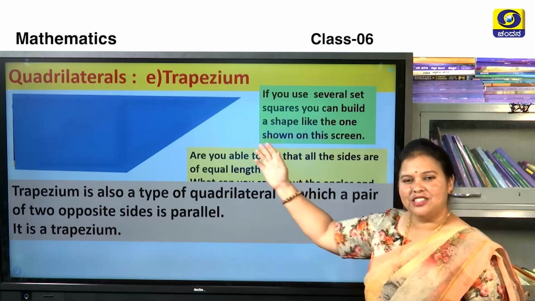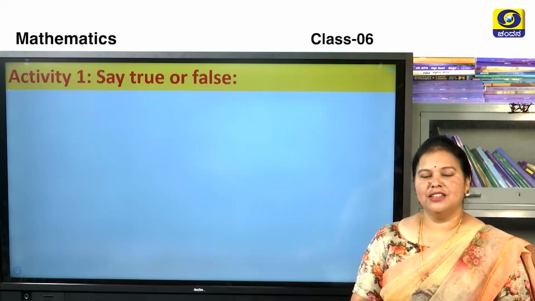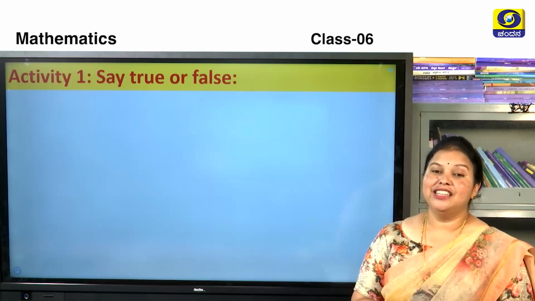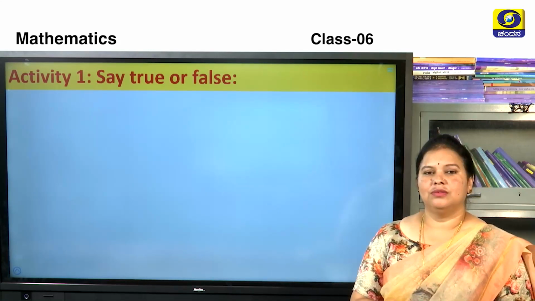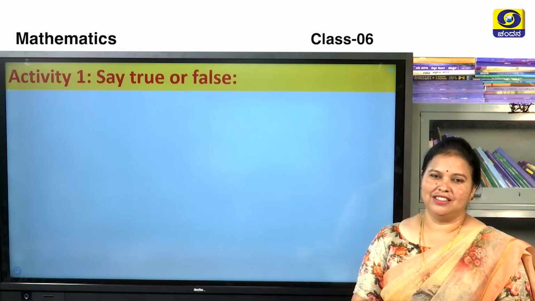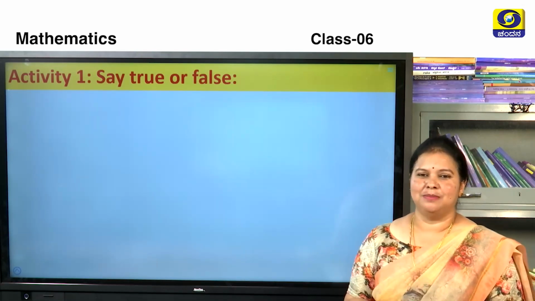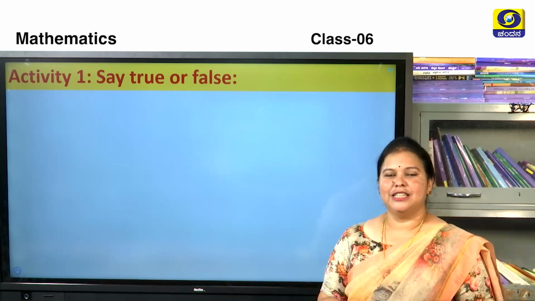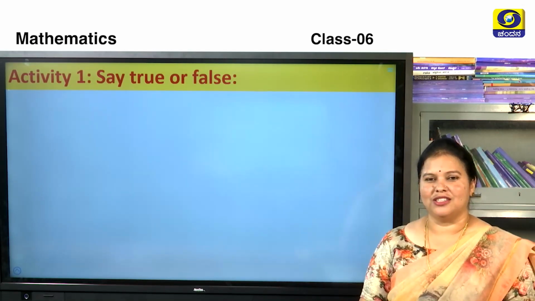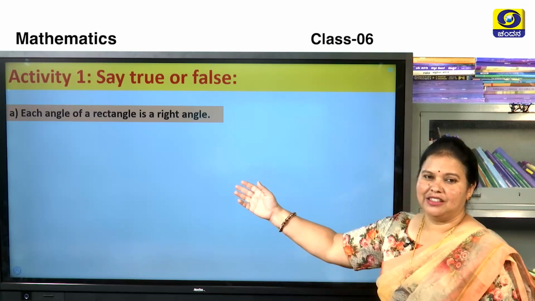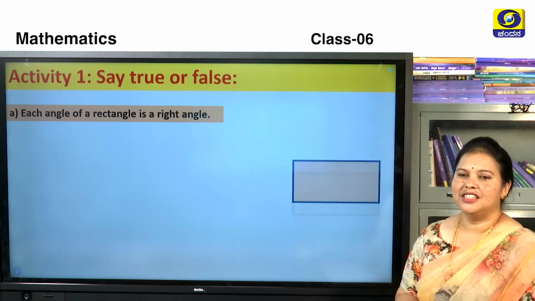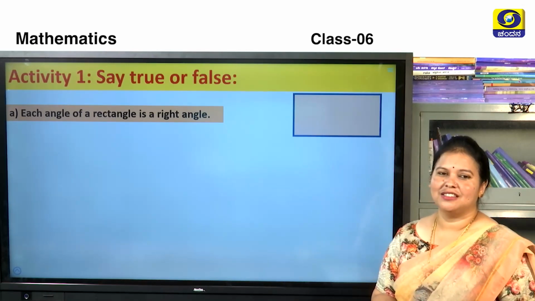It is a trapezium. Children, till now we have learnt what quadrilaterals are and different types of quadrilateral. To understand and verify, now I will give you one activity. It's just a true or false type. You read the statements and tell me whether the given statement is true or false. Okay. First statement. Each angle of a rectangle is a right angle. Is it true or false?